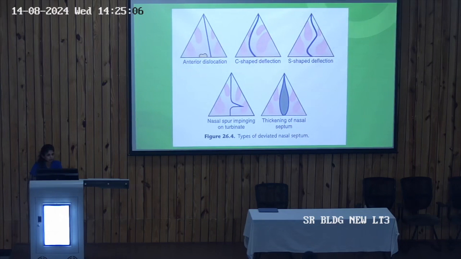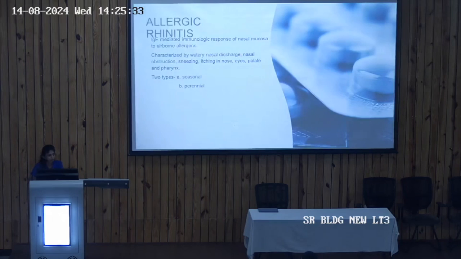There can be anterior dislocation, and C-shaped, where the patient will complain of difficulty in breathing from one side. S-shaped, where the patient will complain of bilateral nasal obstruction. Then there is a nasal spur impinging on the turbinate. Usually in such cases the most common complaint is headache. Then there is thickening of the nasal septum in case of abscess or any blood between the two layers of the septum.